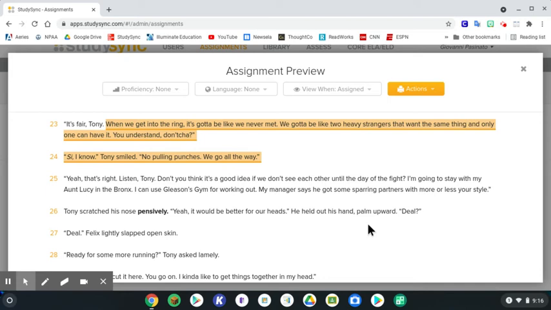So we're going to read 23 to 27. We are picking up mid conversation. Boys are running early in the morning, training for the bout, and look at what they decide to do.